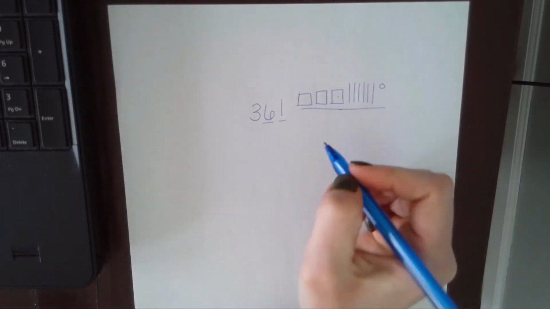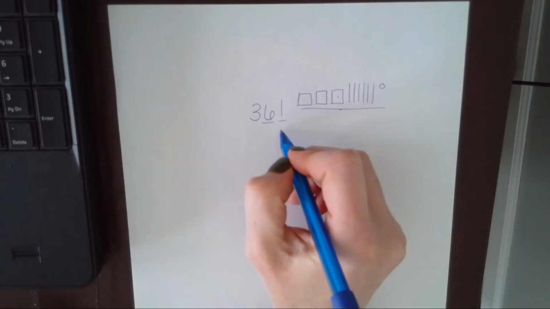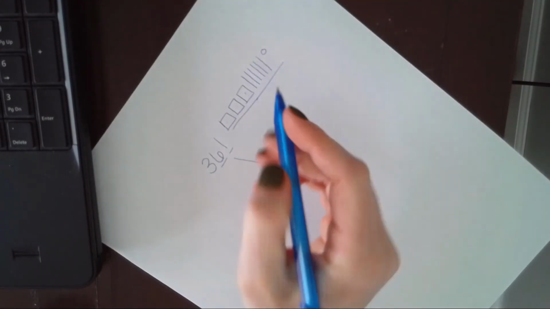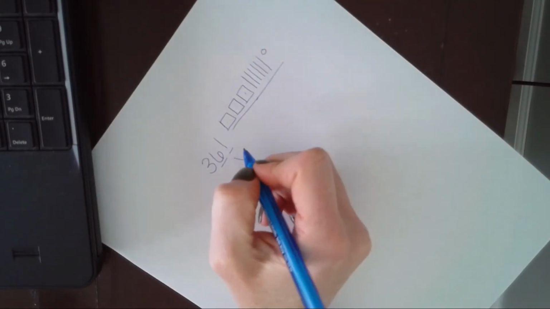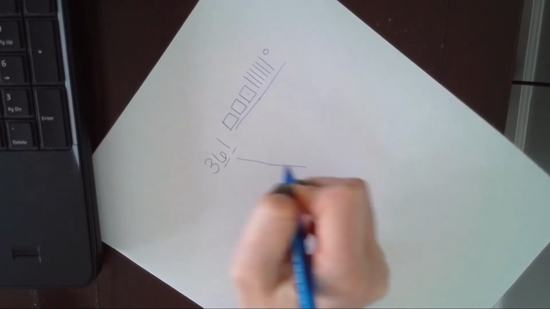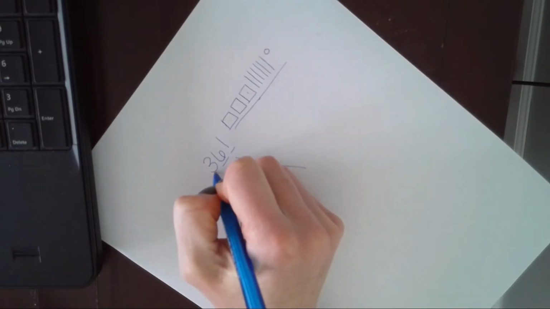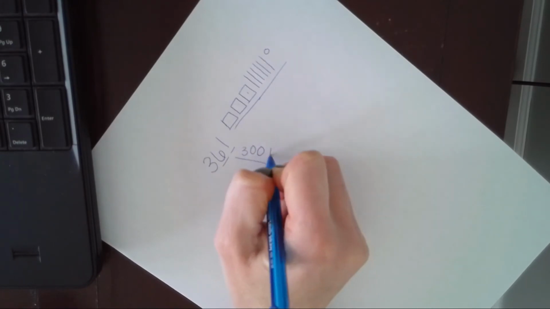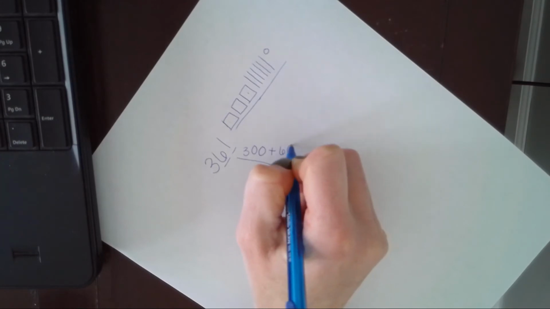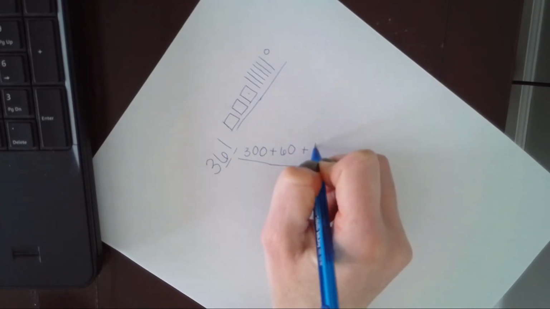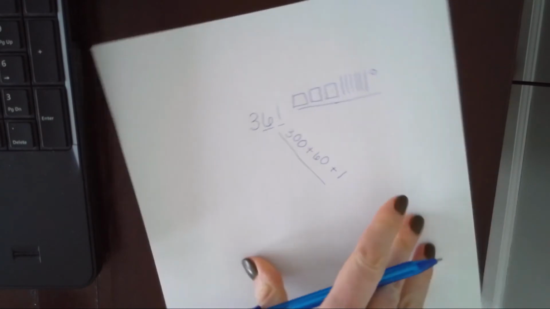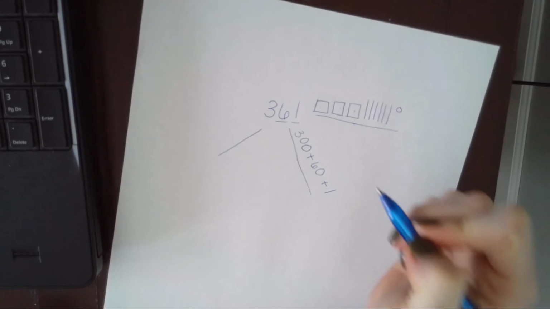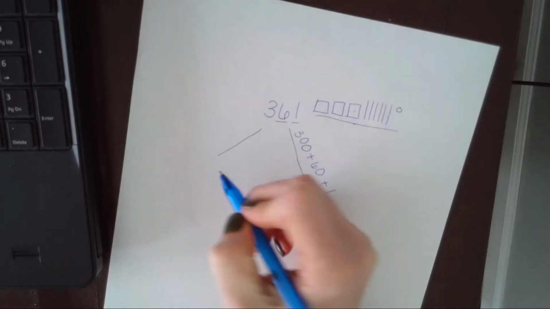Now we know other ways to show 361, and that would be in expanded form. So boys and girls, expanded form, do you remember we have to stretch out that number? So we have to make this number say its name. So we have 300 plus 60 plus 1. Good job.